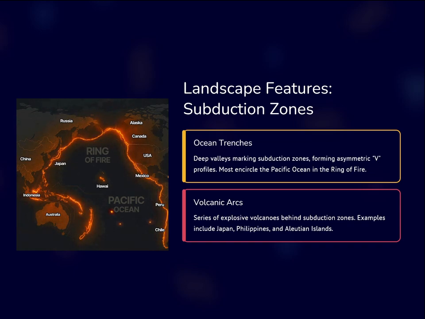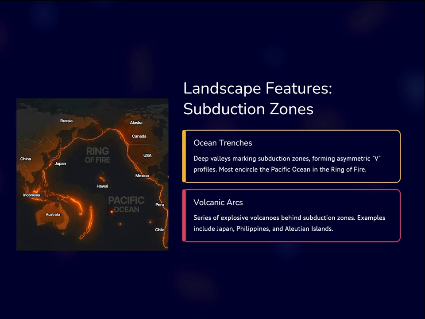Now, subduction zones create dramatic features, one of which are ocean trenches. These ocean trenches are deep, V-shaped valleys marking where plates dive. Most trenches circle the Pacific in the Ring of Fire. This Ring of Fire is a zone that produces 75% of the world's volcanoes and 90% of the world's earthquakes.